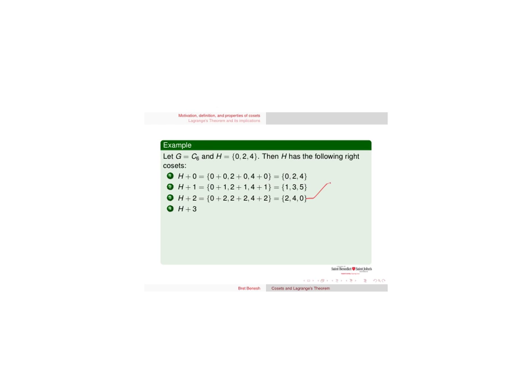Cyclic group of order 6, and H is going to be 0, 2, 4. Well, the following right cosets. I just take every element of H and multiply on the right by 0. So here is the 0. These zeros are all the same. This 0 corresponds to that 0. So you get the same thing back. Well, we can look at H plus 1. And these two are equal, so that's actually equal to H.